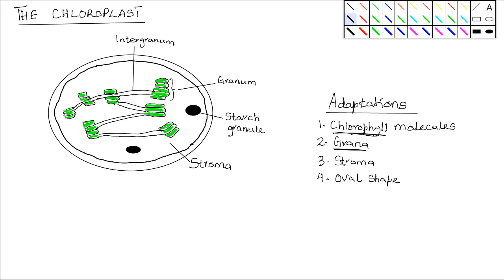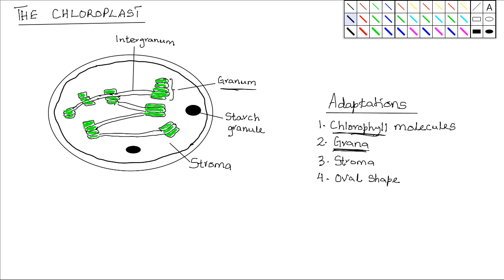The stroma contains enzymes that speed up the process of photosynthesis. This stroma, being aqueous, also provides the medium for photosynthetic reactions. And of course, the stroma is transparent. This is to allow light to pass through to the granum where chlorophyll molecules are contained.